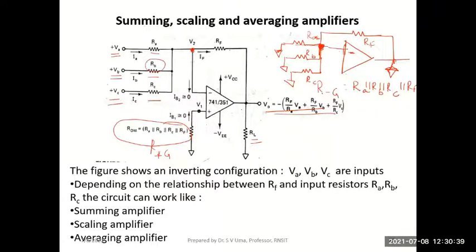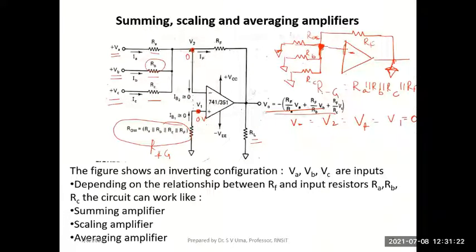We will use the concept of virtual short between the two input terminals. So we know that there is a virtual short existing between the input terminals. That means the voltage at the inverting node, which is V2, is equal to the voltage at the non-inverting node, which is V1. That means, what is the voltage at the non-inverting node? The non-inverting node is connected to ground. So all these voltages will be 0 volts. Whatever voltage I have here, this is at 0 volts. The same voltage 0 will appear at the inverting terminal also.